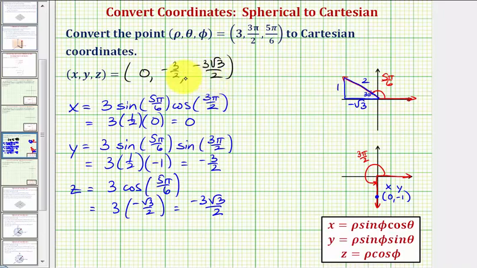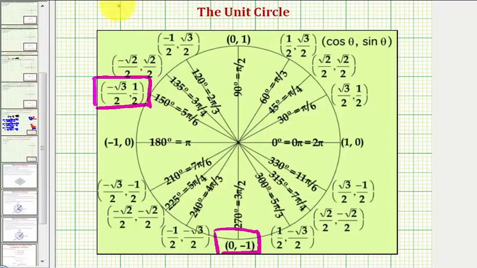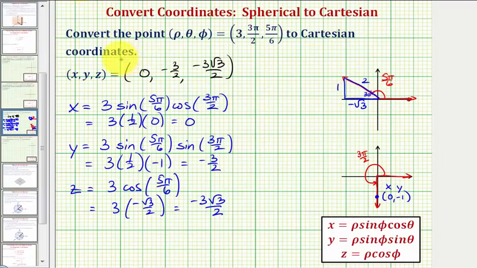And again, let's go ahead and just verify our trig function values on the unit circle. Well, here's 5π/6, and here's 3π/2, where the x-coordinates give us the cosine function values, and the y-coordinates give us the sine function values, which does verify we found our trig function values correctly. I hope you found this helpful.